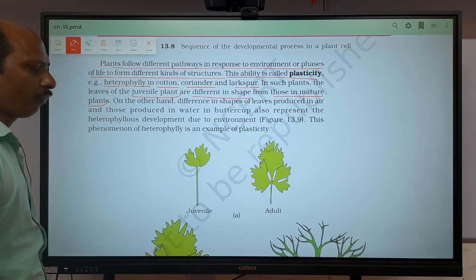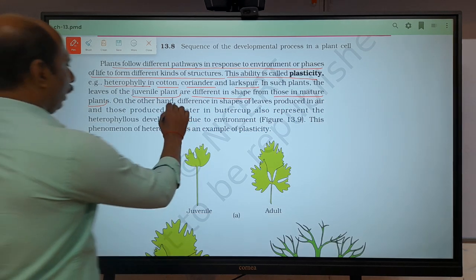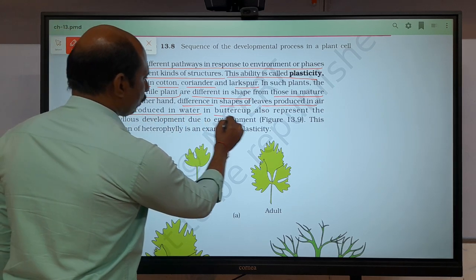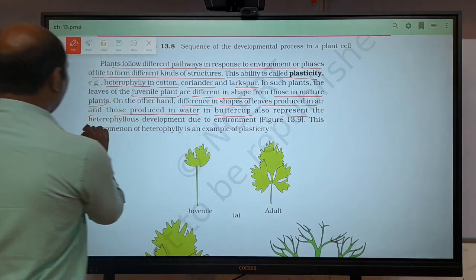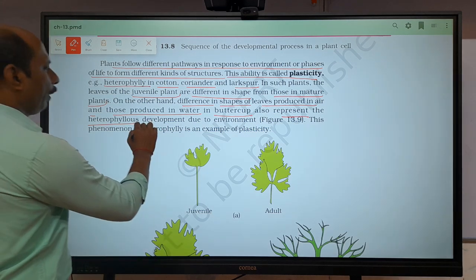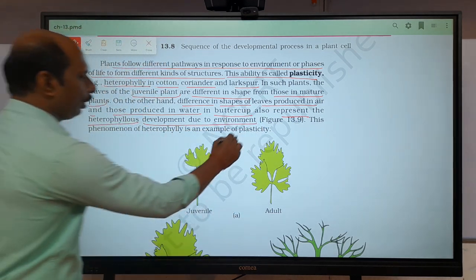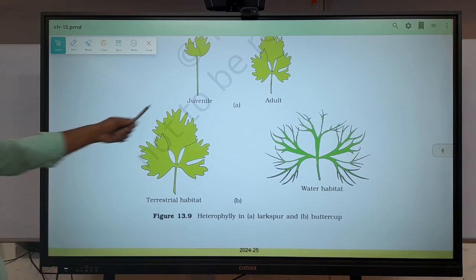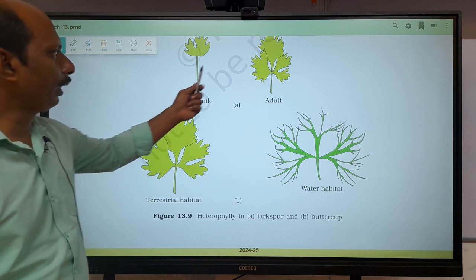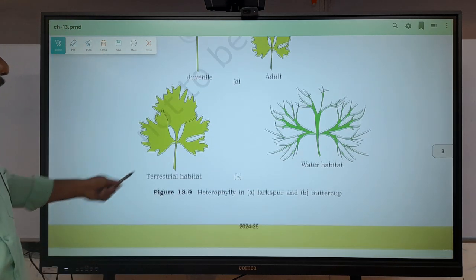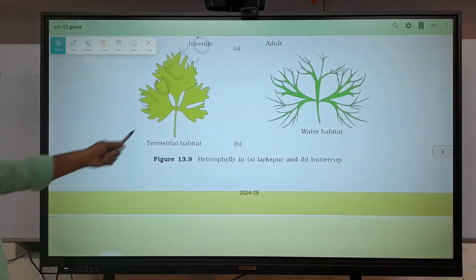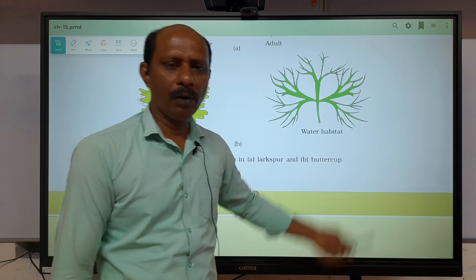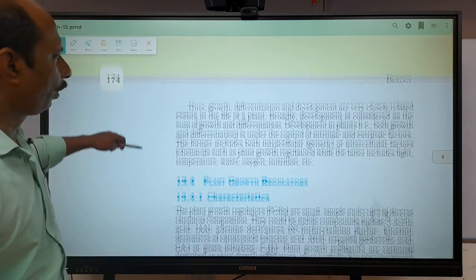Another example is also given for habitat or climate. On the other hand, the difference in shape of leaves produced in air and those produced in water in the case of buttercup also represents heterophily, different types of leaves developing due to the environment. This is called plasticity. Examples and a figure are given here. Look, this one is the juvenile coriander leaves, and this one is adult coriander leaves in different phases of development. And this one is our buttercup, terrestrial here, and this one is the water habitat, different. So this is the example of plasticity.